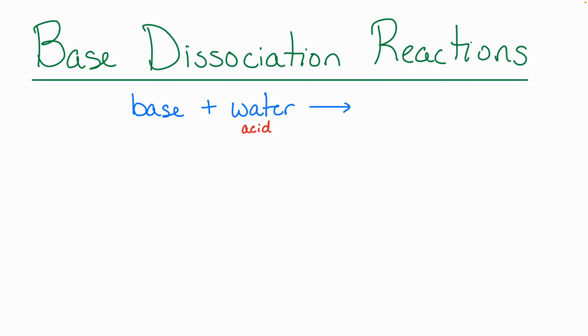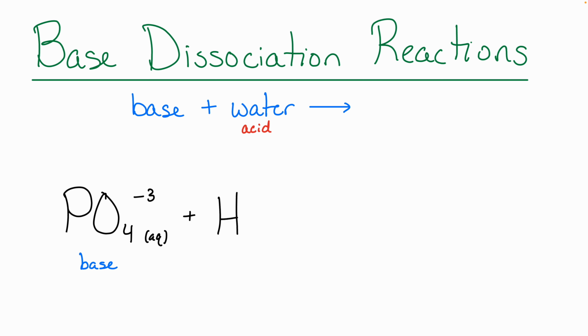So let's just do an example here. Try to think of one we haven't done before. Let's do the phosphate ion. That's going to be our base. And again, your second reactant is always water, playing the role of the acid here. So everybody take a second. Give me the conjugate pairs. Complete this chemical equation for me.